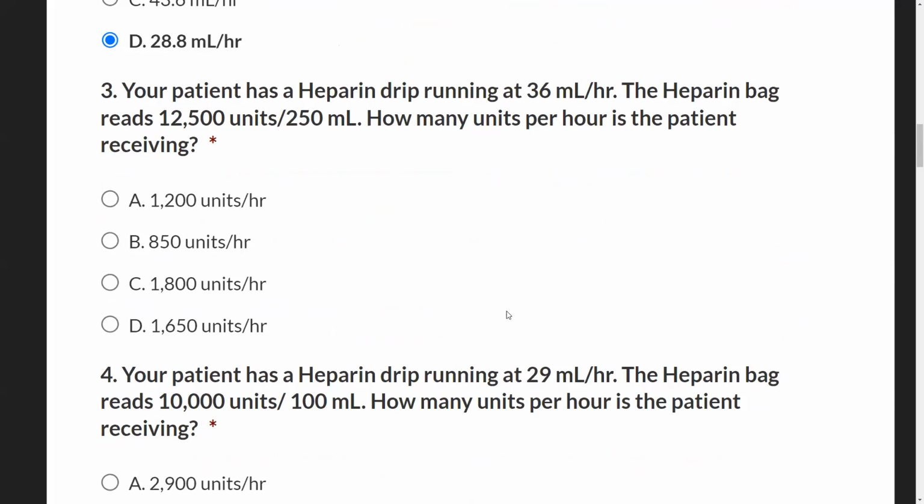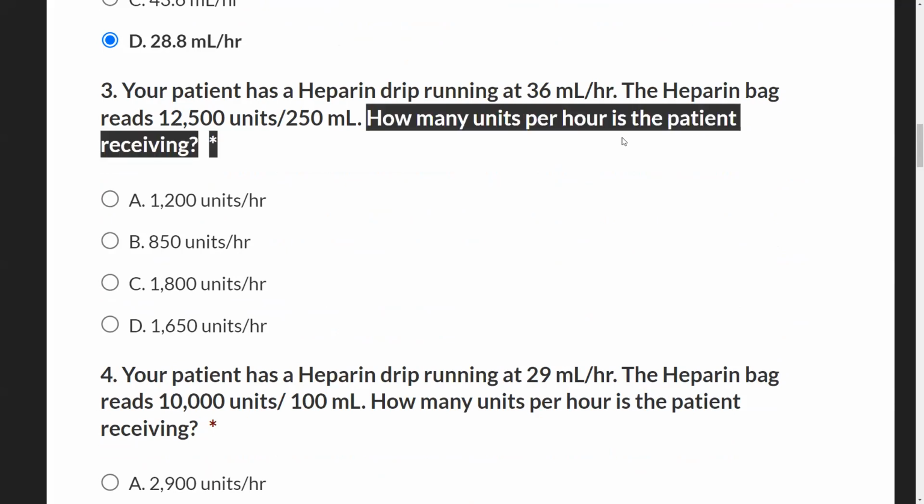Okay, next one we're going to do is this one. So this is asking how many units per hour is the patient receiving. So we know that we have a bag with 12,500 units per 250 ml. Write that down. And we know that the pump is running at 36 mLs per hour.